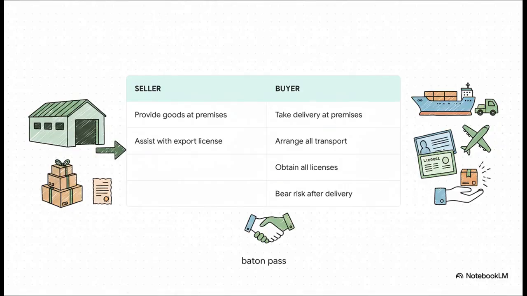And the one and only term here is EXW, which stands for Ex Works. The seller's big job? Just have the stuff packed and ready to go. The buyer? They have to handle literally everything else, arranging the trucks, getting the export license, you name it. And that baton pass, it happens the second those goods are picked up from the seller's factory door.